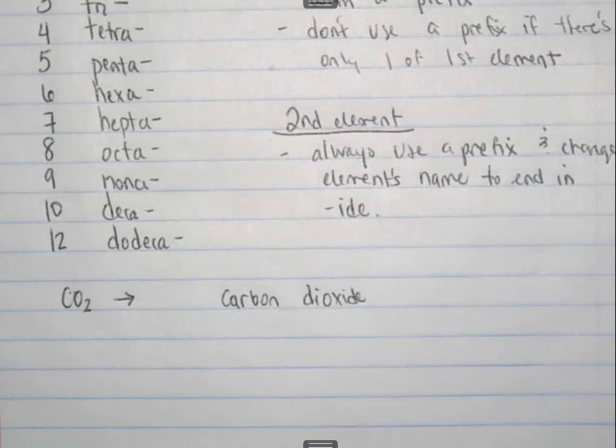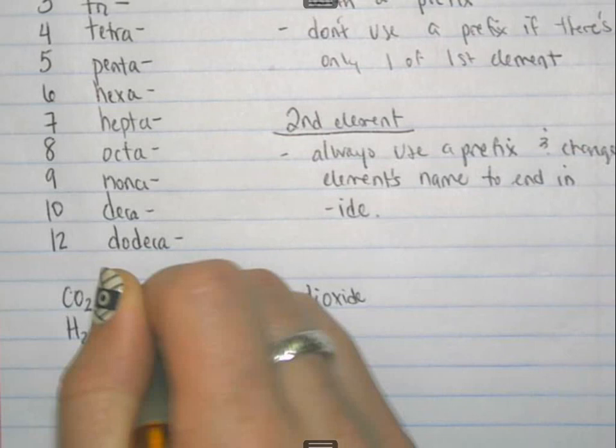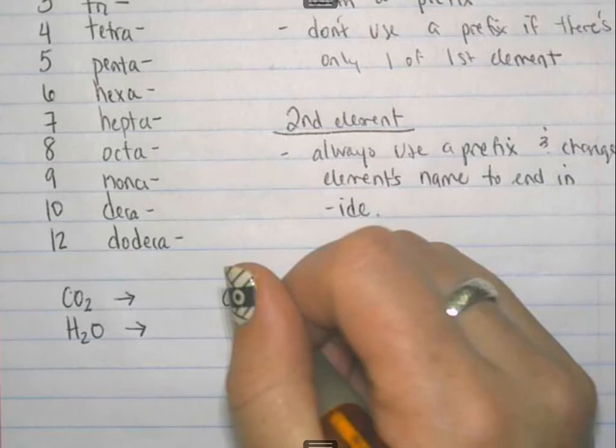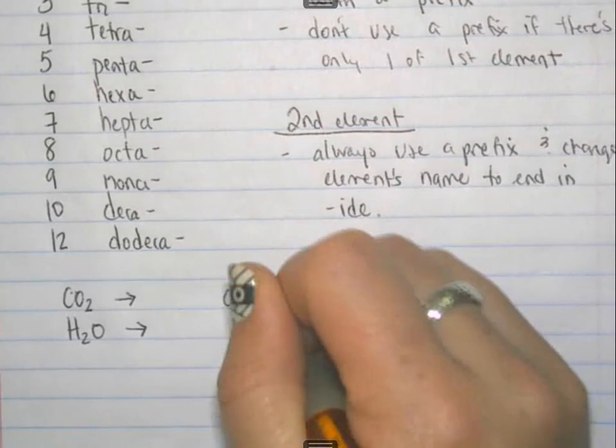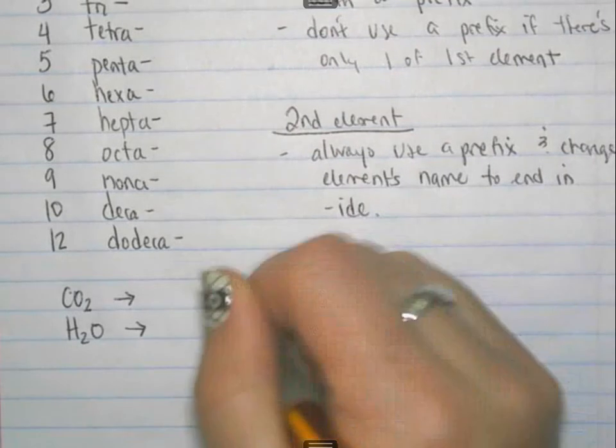Try another one. H2O. Okay. What's the name of the first element? Hydrogen. I don't change the ending. I'm going to write down over here hydrogen. Is there one of the first element or is there more than one? More than one. So may I use a prefix? I must. How many hydrogens? 2. So what prefix? So I'm going to put di on the front of it. Dihydrogen.